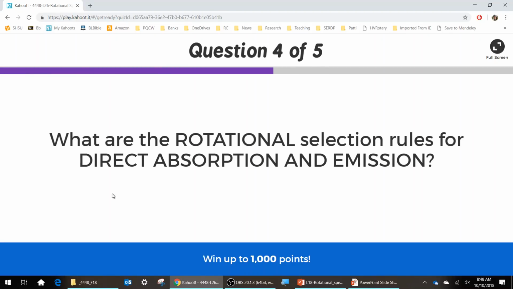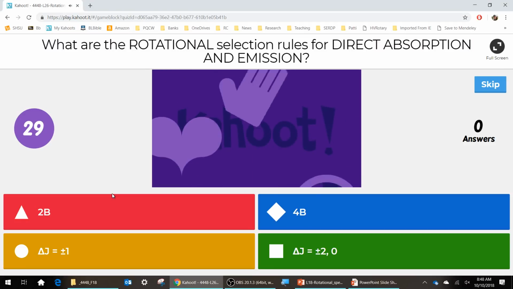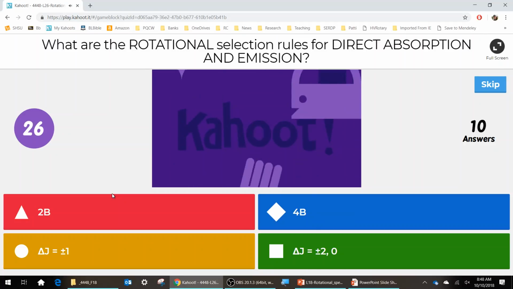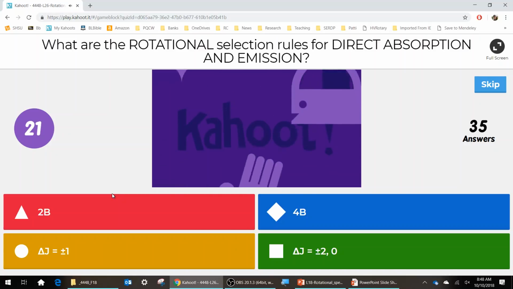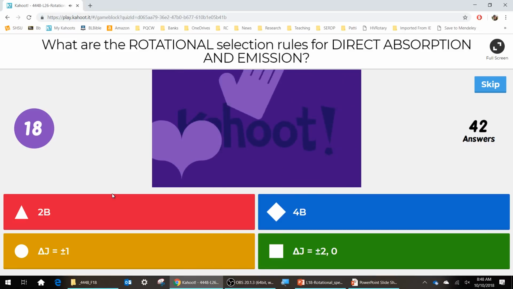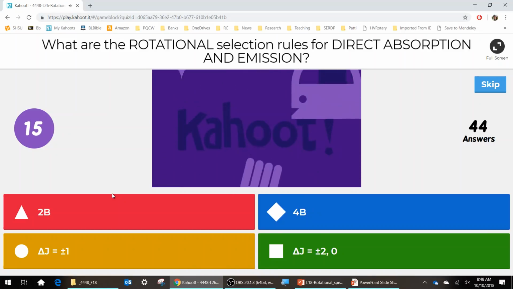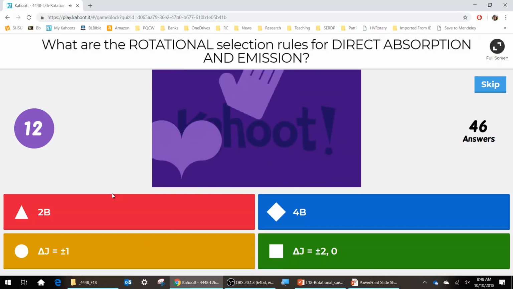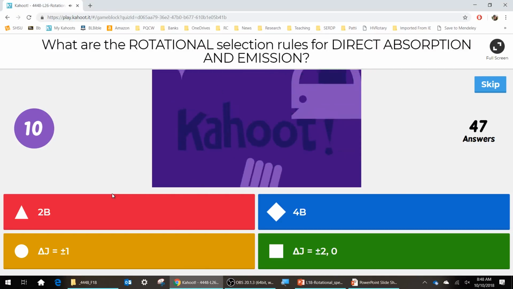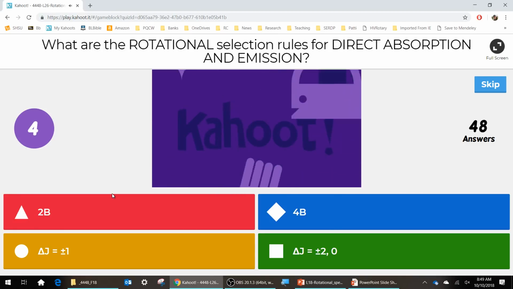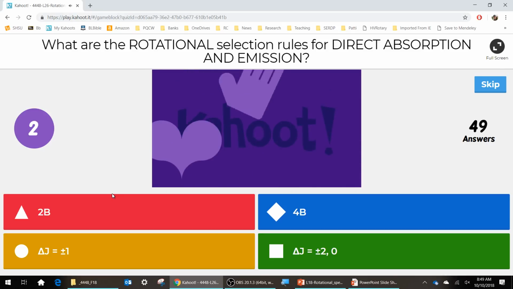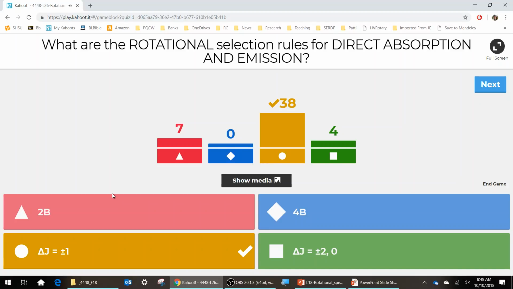What are the rotational selection rules for direct absorption and emission? 2B, 4B, delta J plus or minus 1, delta J plus or minus 2 or 0. So there's several things going on in this question, mentally. Yes, so the selection rules are the transitions that are allowed, and it's based on the quantum numbers.